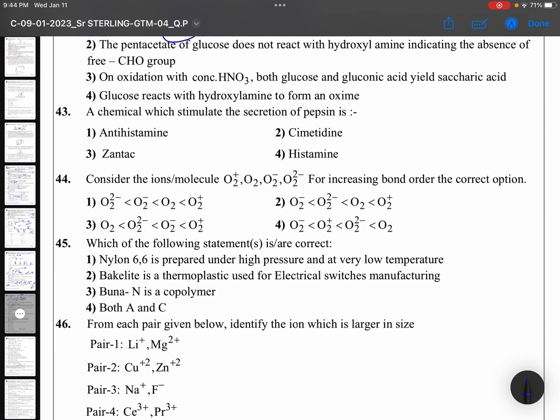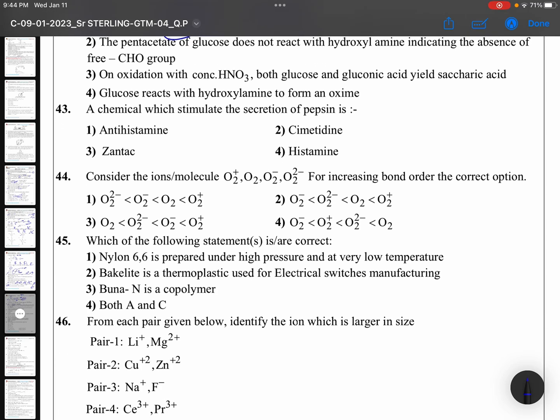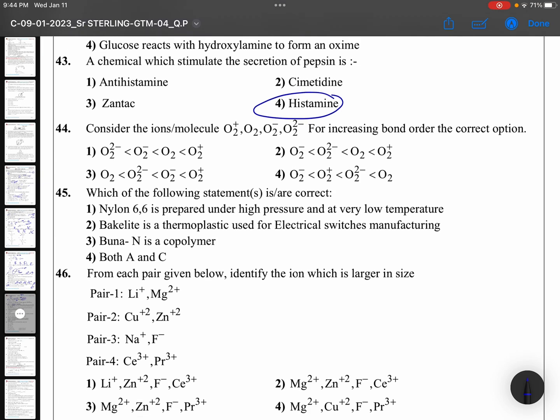A chemical which stimulates the secretion of pepsin is. We have done this question in the last paper also. That is histamine.